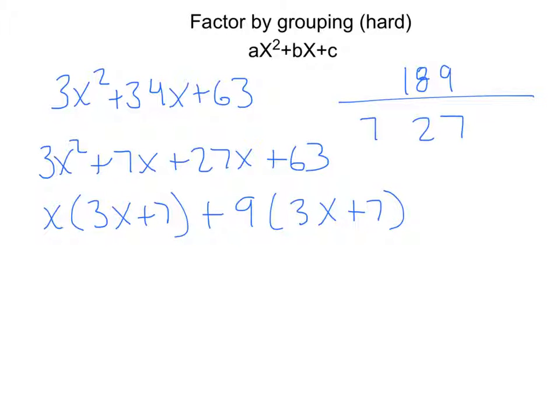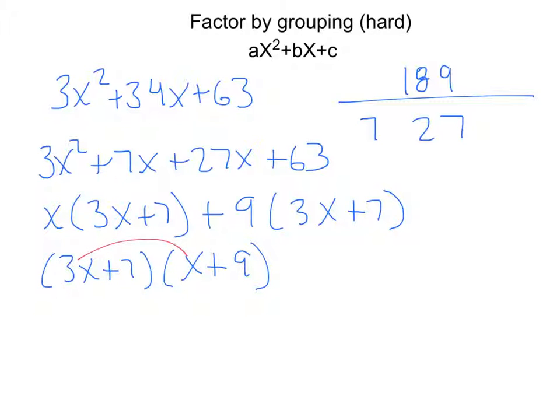You just go back and check real quick. 9 times 3 is 27x. 9 times 7 is 63. So then we pull out our 3x plus 7. Then we're left with our x plus 9. So now we're just going to multiply these back together.